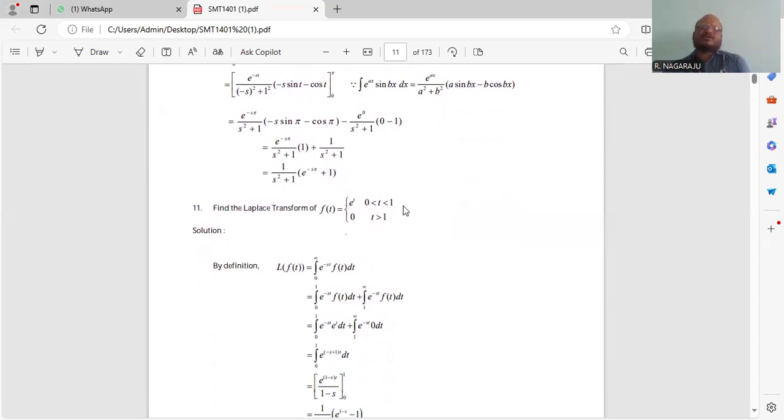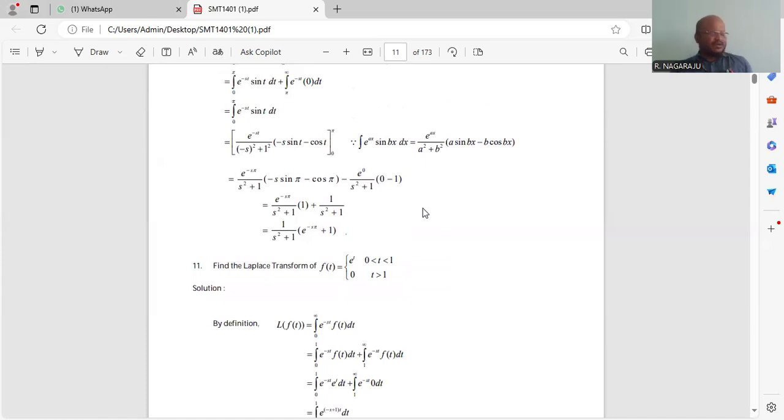One more discontinuous formula is there. Whenever you get discontinuous problems, we have to check where the function is continuous. If the function is continuous in the limit 0 to 1, you can take it 0 to 1 only.